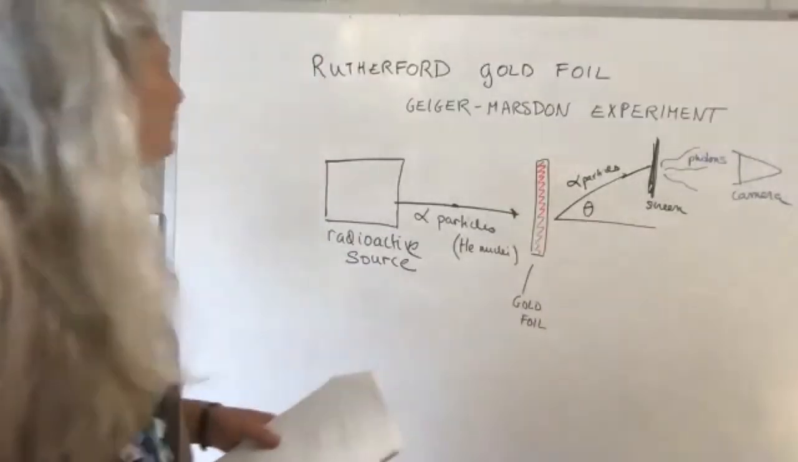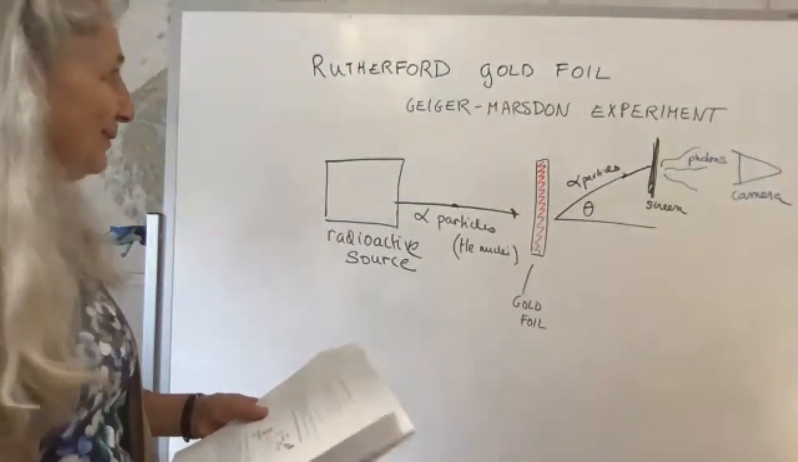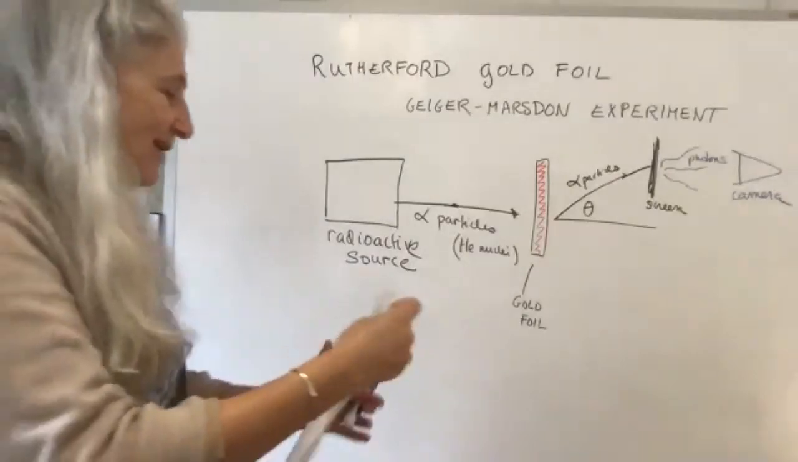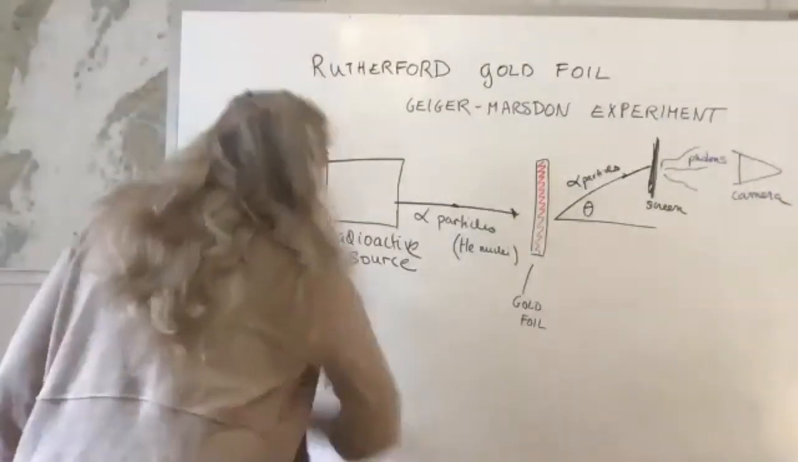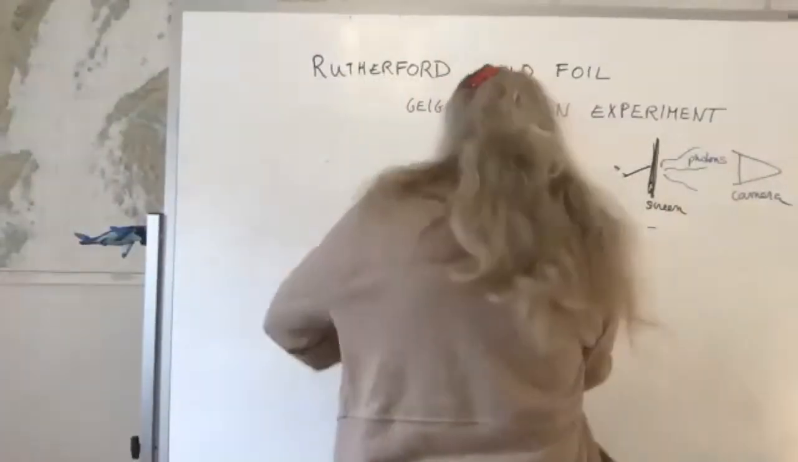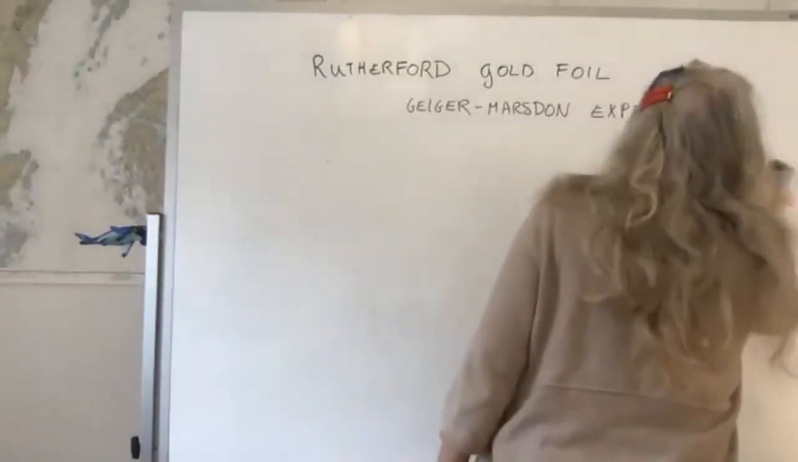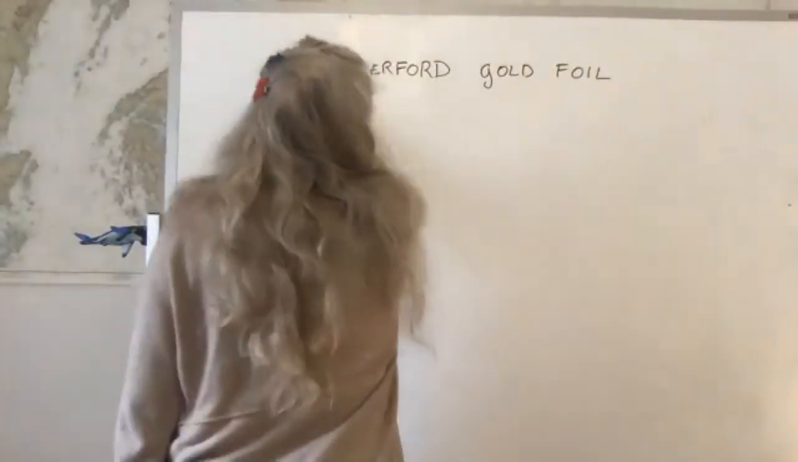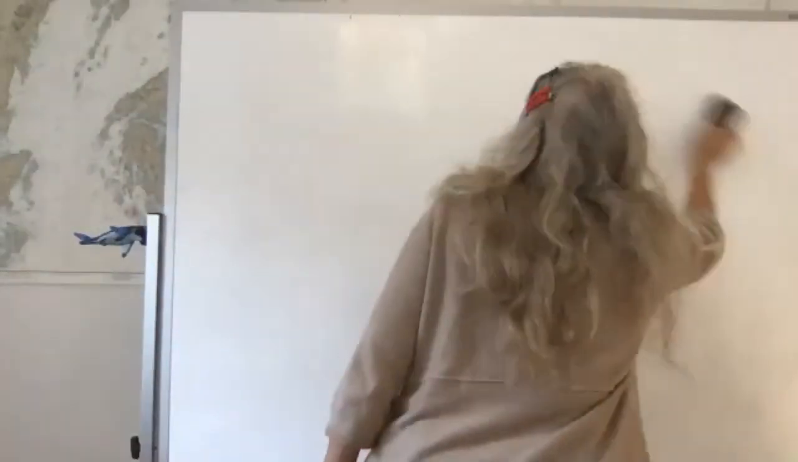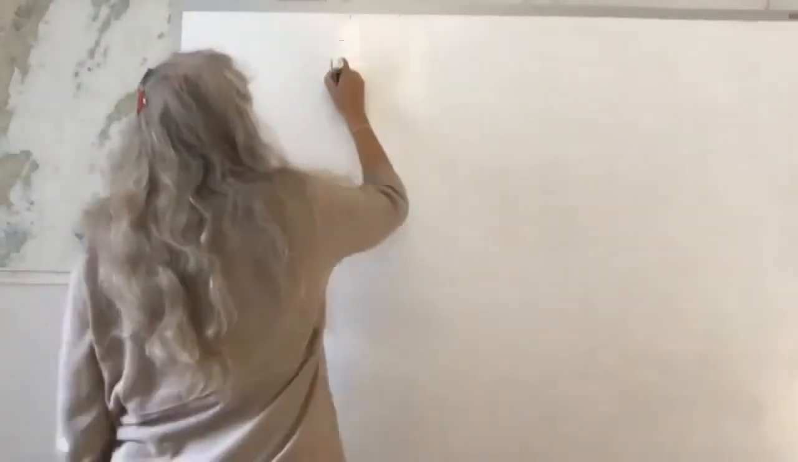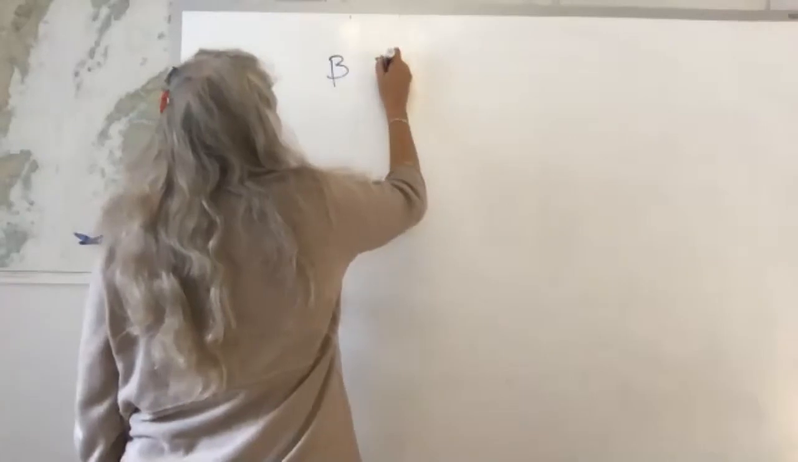Okay, so that's the Rutherford gold foil experiment. Other experiments that were important historically involve beta decay. So what's beta decay? Beta decay.